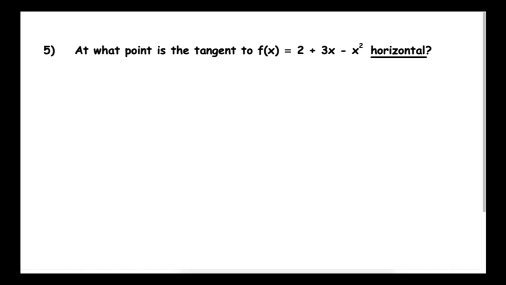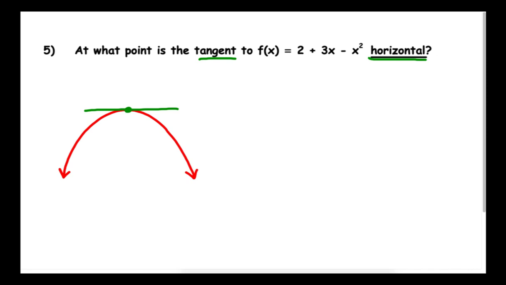All right, at this point, we're going to start to see the power of calculus. Number 5, it says, at what point is the tangent line, or the tangent to f of x, horizontal? Well, I know that this graph is an upside down parabola. It's a downward opening parabola. And if the tangent is horizontal, that means that the slope is 0, which means I'm right here.